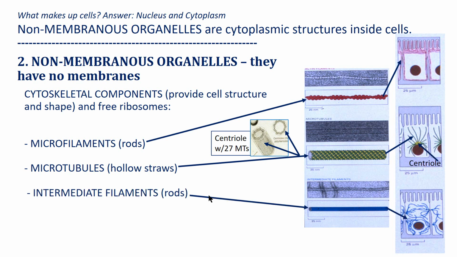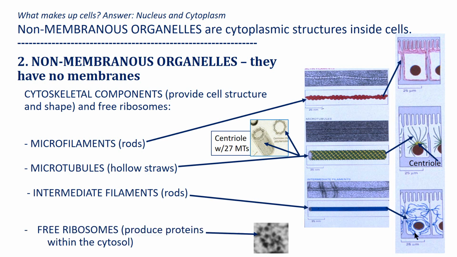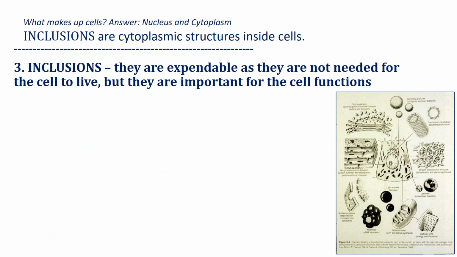Another rod is an intermediate filament, about a 10 nanometer filament, and that one is associated with structural components inside the cell that's associated with junctions, a certain junction. This is a desmosome or a hemidesmosome at the bottom. And then we got free ribosomes. They produce proteins within the cytosol. In other words, within that liquid inside there.